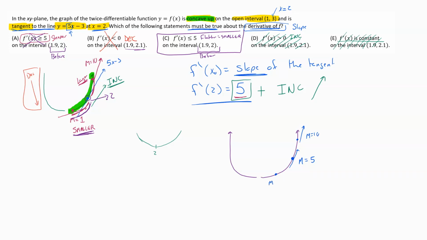Anything before that would have to have a smaller slope. You don't know what the slope is, but you know that it would have to be a smaller slope because it would have to be flatter along that concave up section coming through there. And so that's the one thing we're guaranteed, is that we're for sure going to have a slope that is flatter, a slope that is less than our original slope, less than 5.